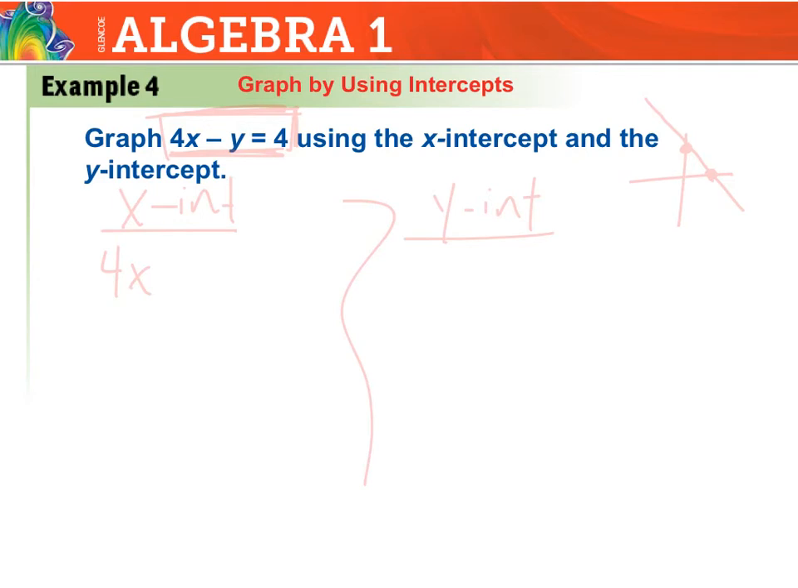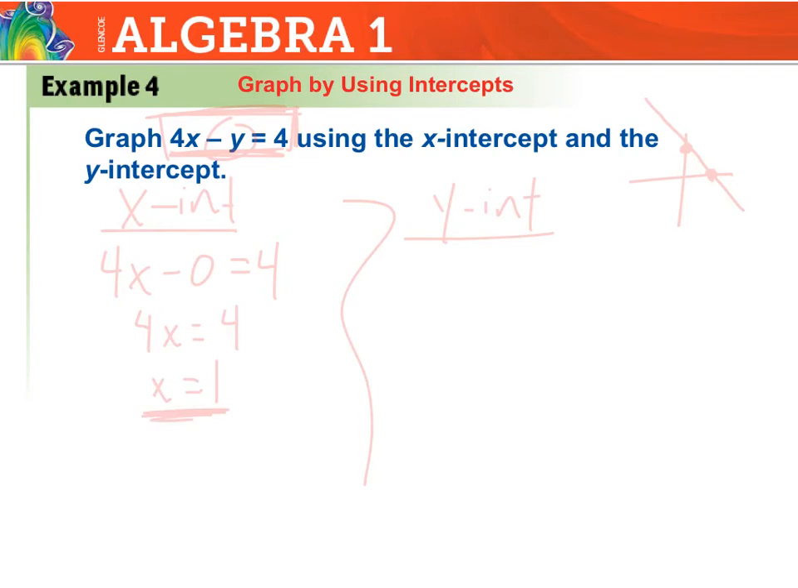Literally, it's as easy as ignoring everything that is in the y. If I want to find the x-intercept, what we technically do is set our y equal to 0, or replace y with 0. So it looks like this. And now we solve our equation for x. So 4x equals 4, x equals 1. So this means we have an x-intercept at 1 on our graph.